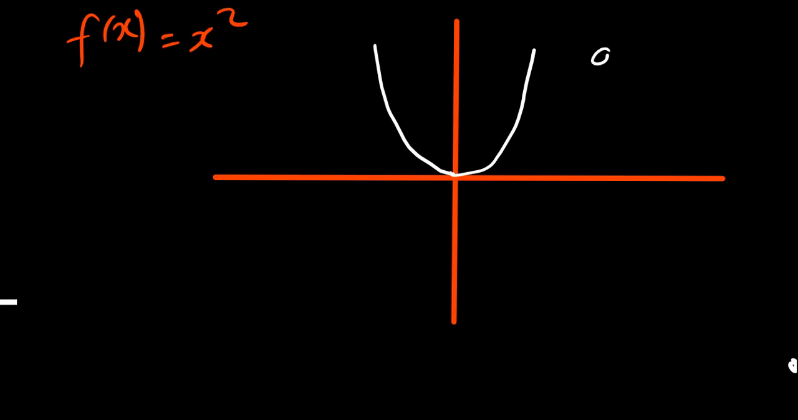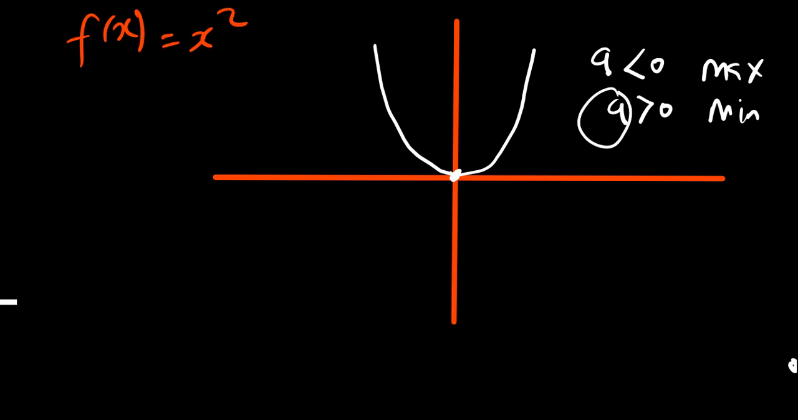When your value of a is less than 0, you have a maximum. When your value of a is greater than 0, you have a minimum. The turning point is where your graph is going to start from. In this case we have a minimum. Why? Because the value of a is greater than 0. How? Let's look at the coefficient of a here. The coefficient of a here is 1. 1 is greater than 0, so we have a minimum like that. Very, very important to mention.